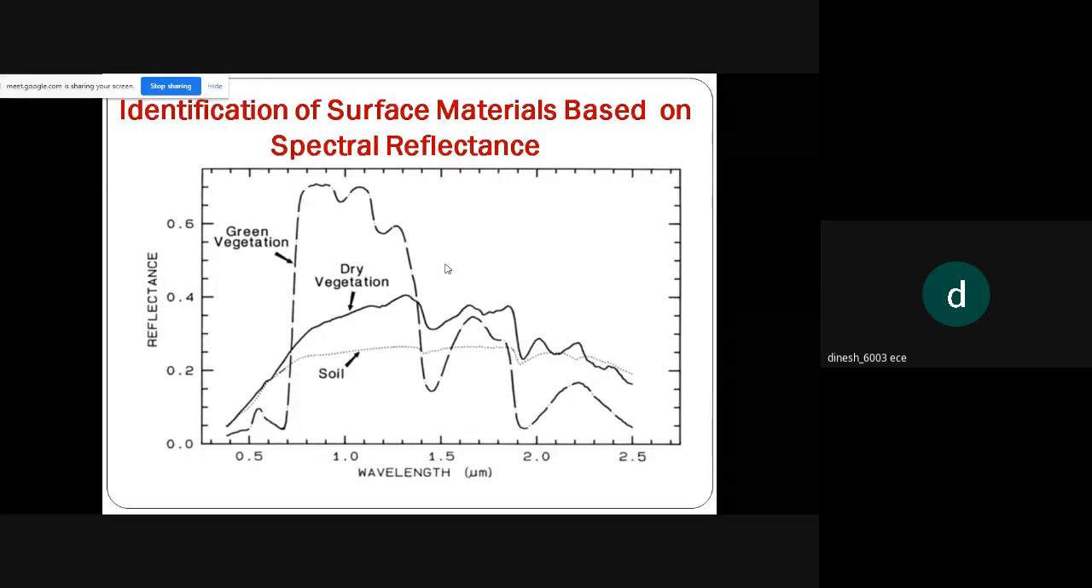Next is the identification of surface materials based on spectral reflectance. We are drawing the graph of wavelength from 0 to 2.5 micrometers and reflectance from 0 to 1, or from 0% to 100%. If I want to measure green vegetation, you can see the dashed lines. Green vegetation can be measured at a wavelength of 0.7 to 1.2 or 1.3 micrometers.